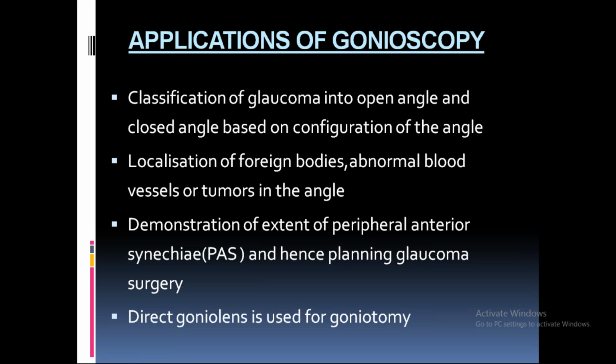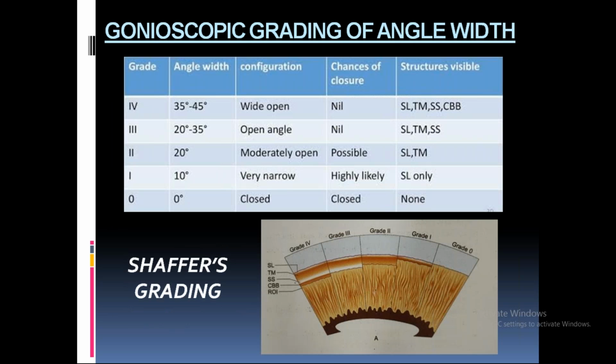Application of gonioscopy: it is useful for classification of glaucoma into open angle and closed angle based on the configuration of the angle. Localization of foreign bodies, abnormal blood vessels or tumors in the angle. Demonstration of extent of peripheral anterior synechiae (PAS) and hence planning for glaucoma surgery. Direct gonio lens is used for goniotomy.